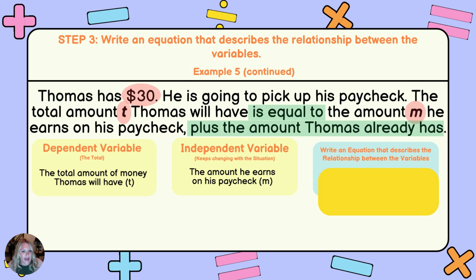Now, we're going to highlight our numbers, letters, and some important information. $30 is what he has. Total amount is T, equal to the amount M he earns plus the amount he already has. So basically, we're going to take T and set that equal to M, the amount he earns on his paycheck, plus $30. So our equation will look like this: T equals M, the amount he earns on his paycheck, plus the $30 that he already has. And that will give us T, the total amount Thomas will have.